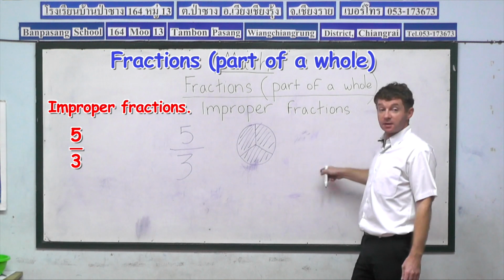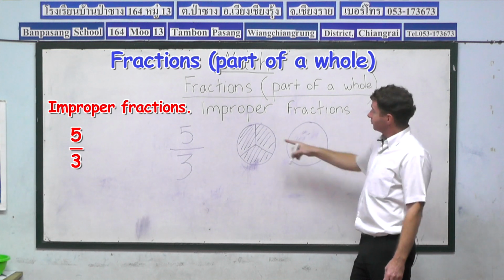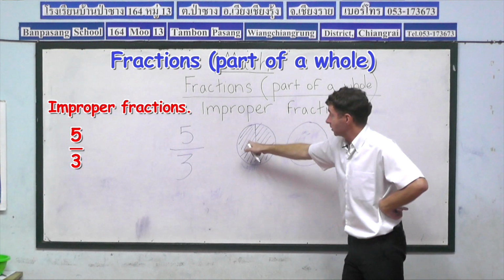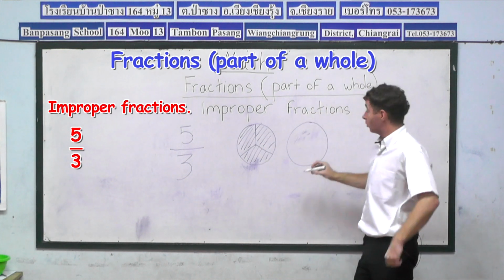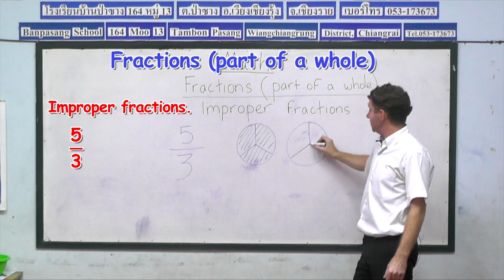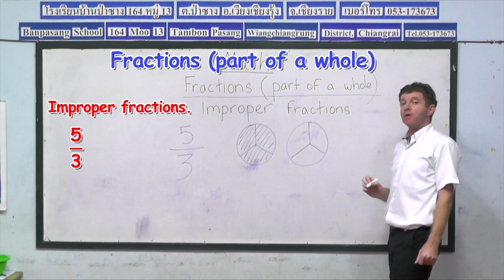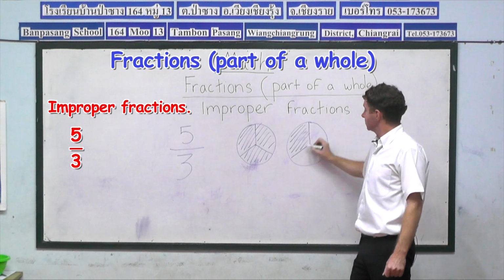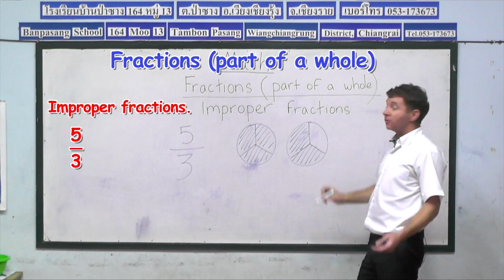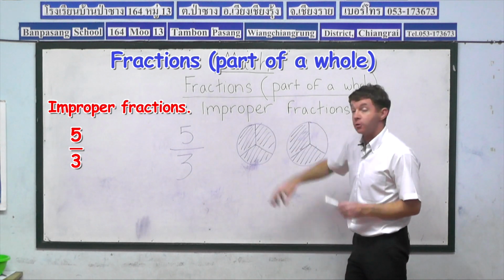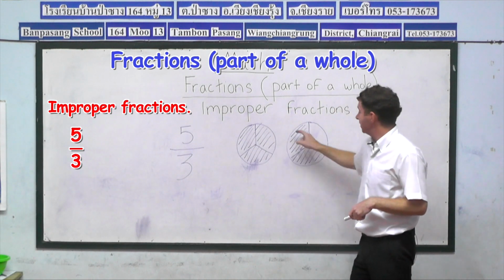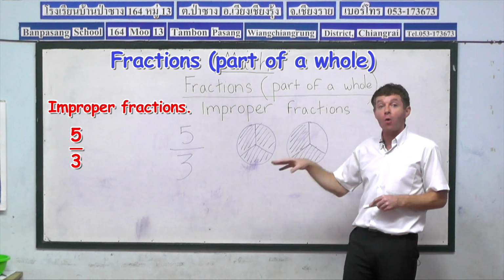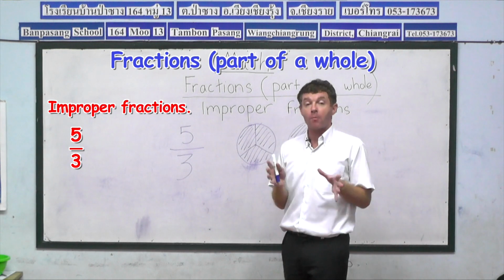We need another circle. So we have three parts. If we want five, how many more parts do we need? Three. We need another 3 + 2 = 5. So what we need to do is we need a second circle, but this time, how many parts do we colour? Two, yes. So you can see an improper fraction is when the number of parts, 1, 2, 3, 4, 5, is more than the number of the whole, 5/3. And that's how we do improper fractions.